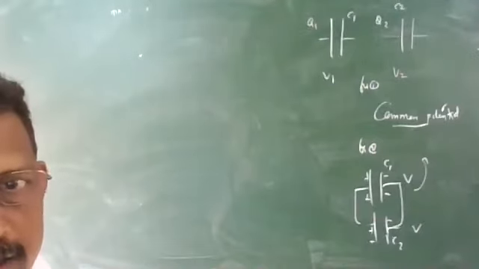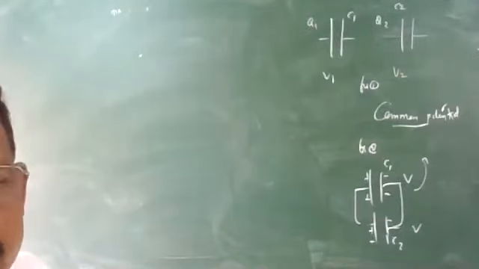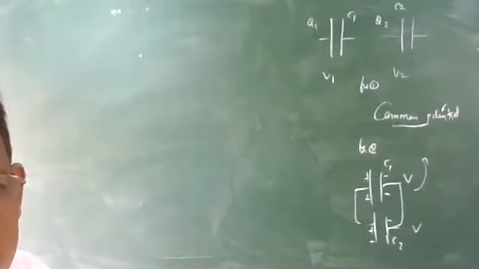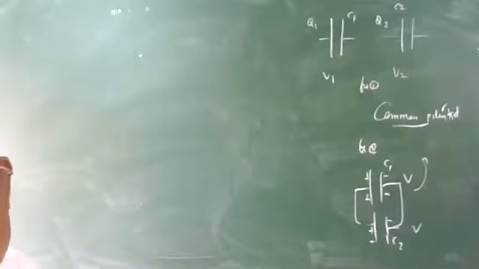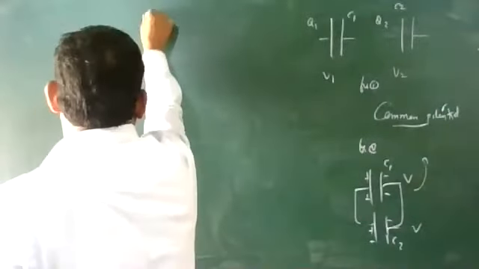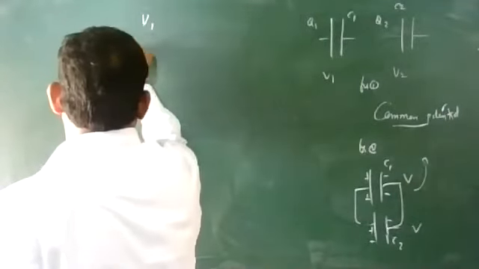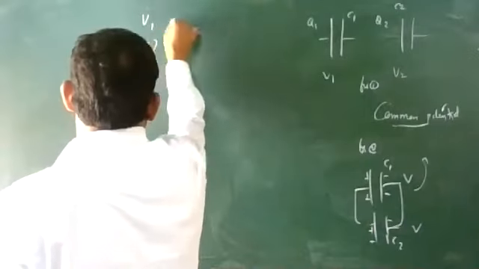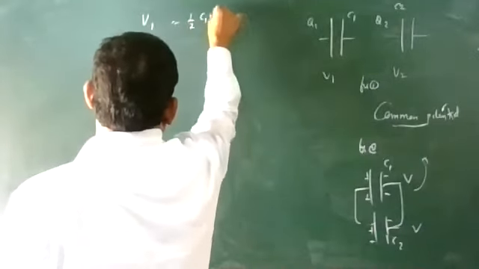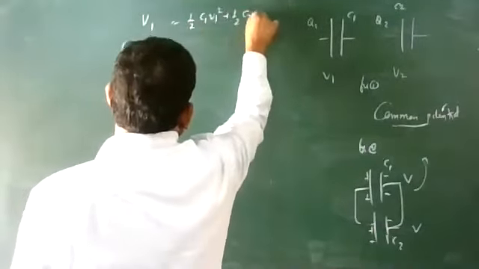How to calculate energy loss? You can calculate energy loss. Total energy before sharing, figure 1, separated: half C1 V1 square, half C2 V2 square. So initial energy U1 before sharing is half C1 V1 square plus half C2 V2 square.